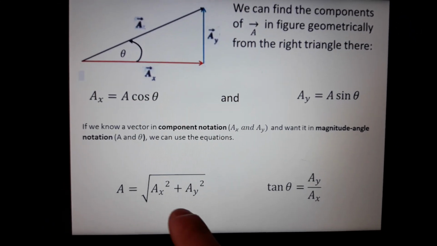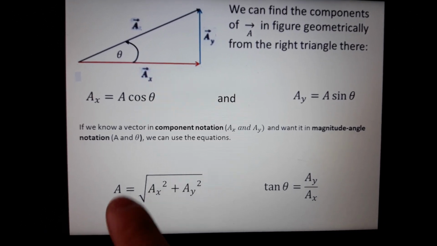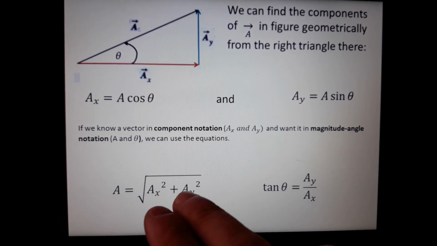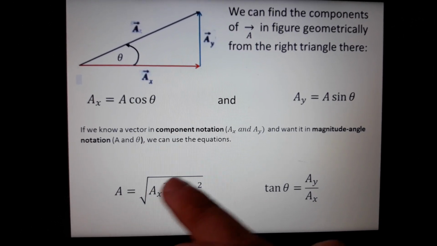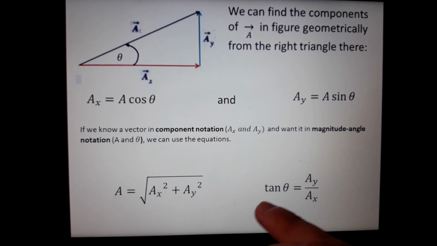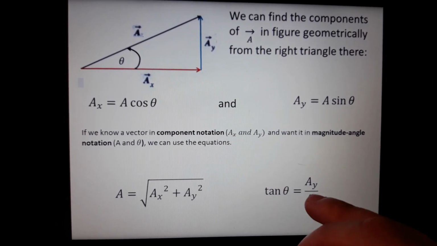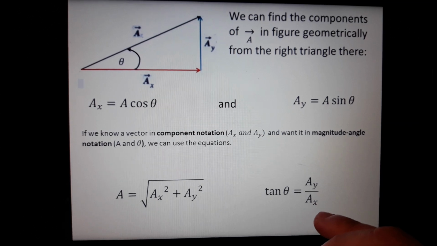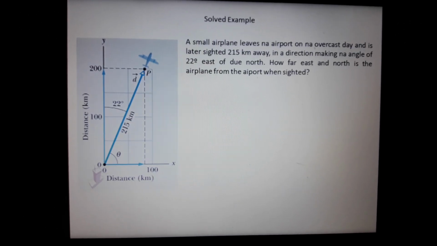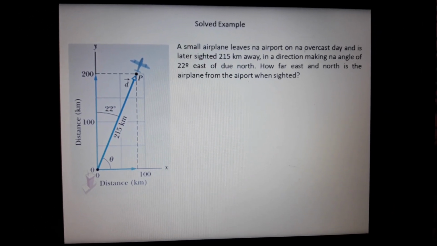And to find the magnitude of the vector, you use the Pythagorean theorem, and to find the tangent you use ay above ax. Okay, let's go to see a solved example.